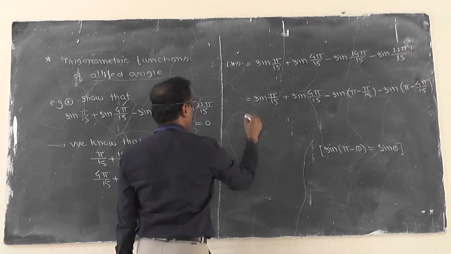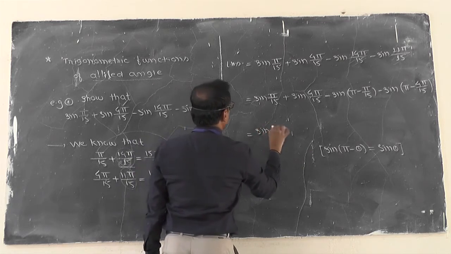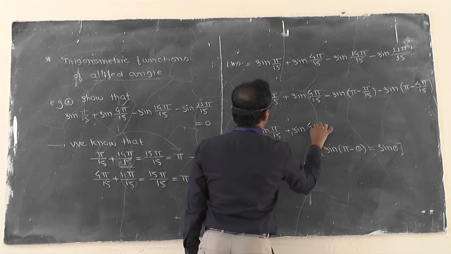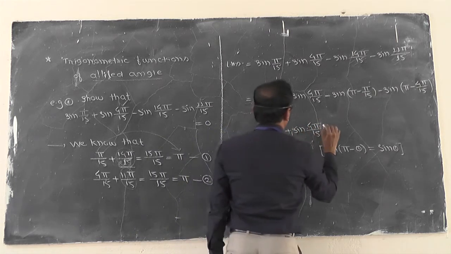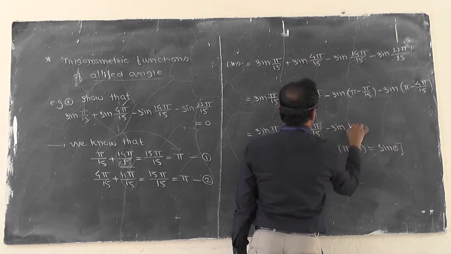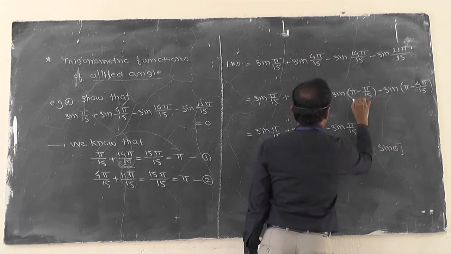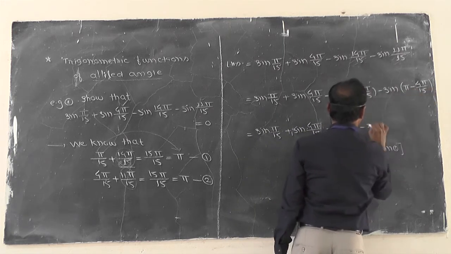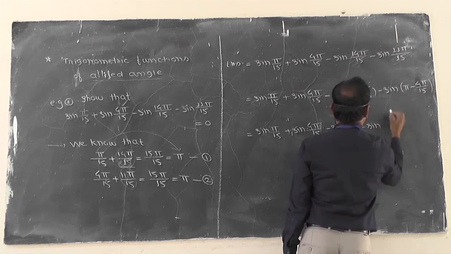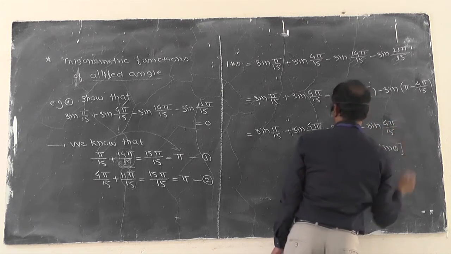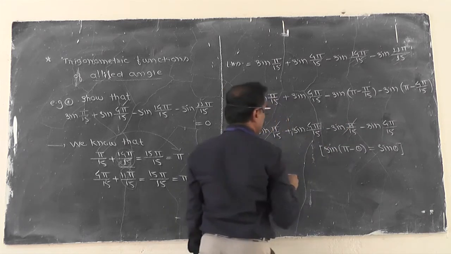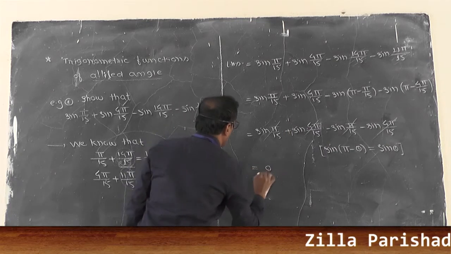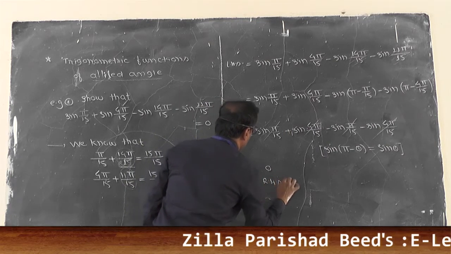So using this formula we will rewrite this one as sine of pi by 15 plus sine of 4 pi by 15 minus sine of pi by 15. It is sine of pi minus theta, it is just sine theta. Then minus, it is sine of pi minus theta, it is just sine of 4 pi by 15. Now this sine pi by 15, sine pi by 15 get cancelled. Sine 4 pi by 15, sine 4 pi by 15 get cancelled, and it comes out to be 0. It is your required RHS.